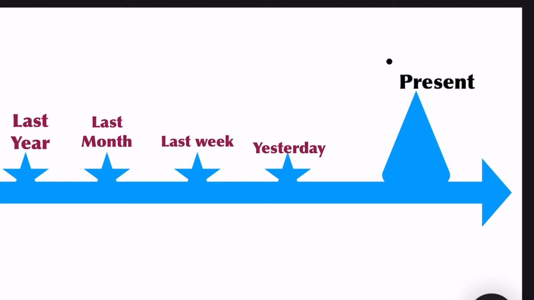This is a timeline to represent simple past tense. You are standing here. This represents present tense. All the things that happened before the present are called past tense. See, yesterday, last week, last month, last year. These are all past times. What are the things that happened in this period? You can use simple past tense to express those events.